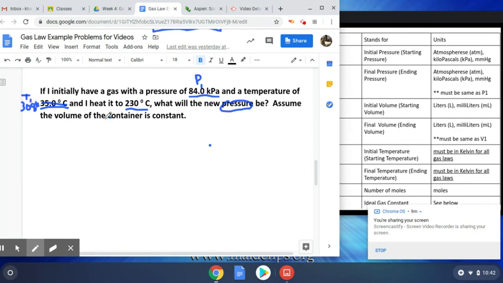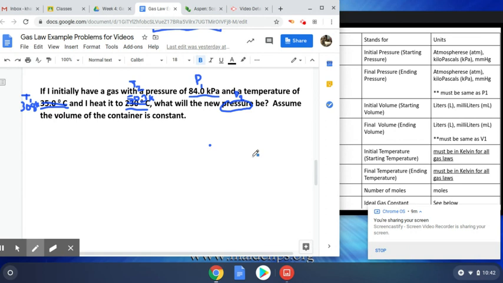And then we heat it to 230, and that one people might not remember to convert because it's already so big, but you still need to convert it. So 230 plus 273 is 503. So it's 503 Kelvin. And that's T2. Pressure, P2.